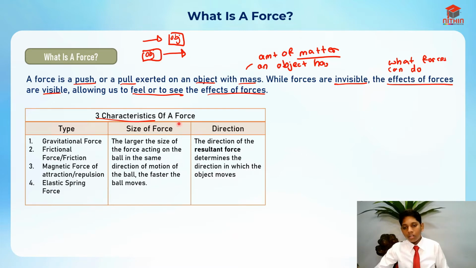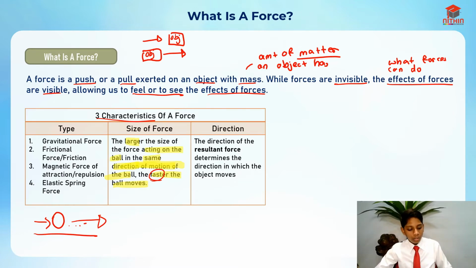Okay, next, the size of force. So basically the larger the size of the force acting on the ball in the same direction of motion of the ball, the faster the ball moves. So imagine we have a ball here and it is actually moving. When we apply a force, so basically if I push the ball in the same direction of movement, the ball will actually go faster, so it actually increases speed.